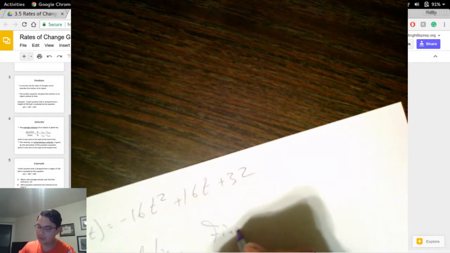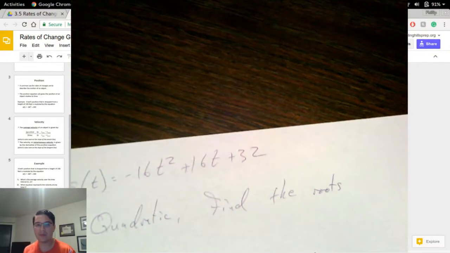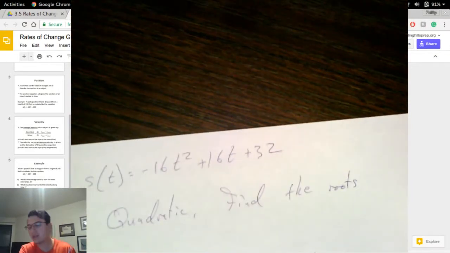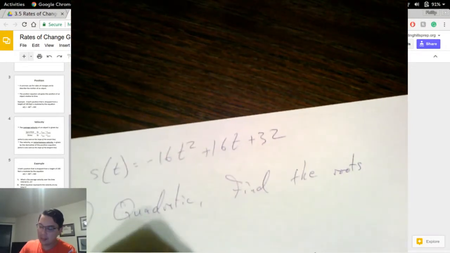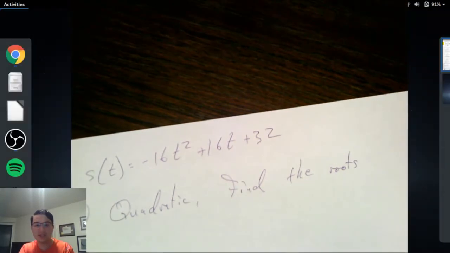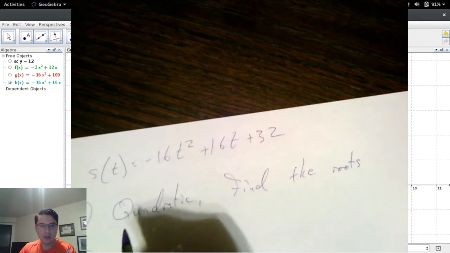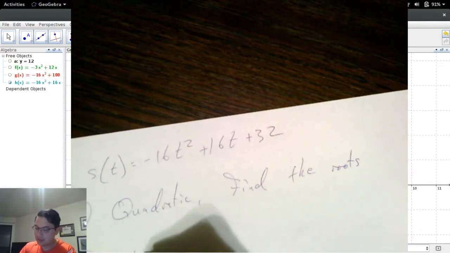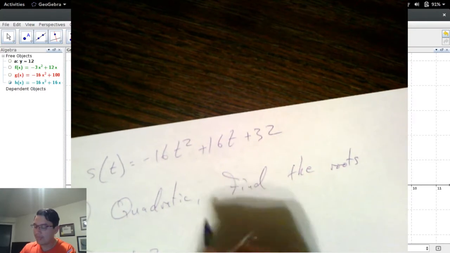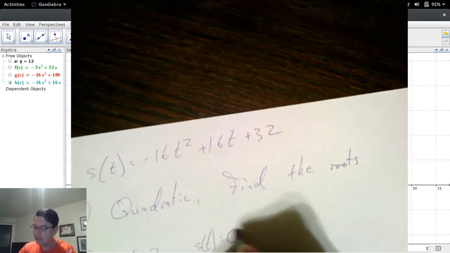Quadratic, find the roots. Okay, and you guys have all of your tricks from Algebra 2 and whatever we reviewed at the beginning of the year, and even from pre-calculus for finding that. Number 2 is, what is the diver's velocity at impact? So I'm going to cheat just a little bit here. I happen to know, based upon the graph, that the diver hits the water after 2 seconds. This is at t is equal to 2, when s of t is going to be equal to 0.